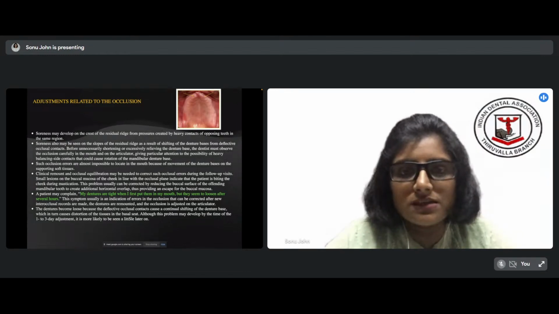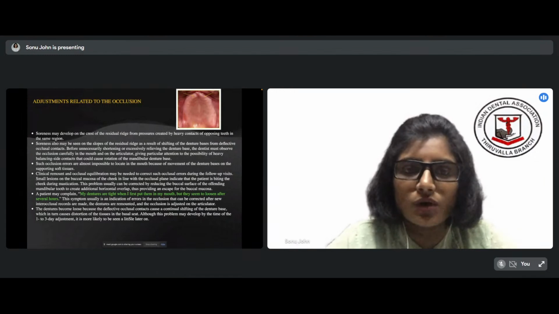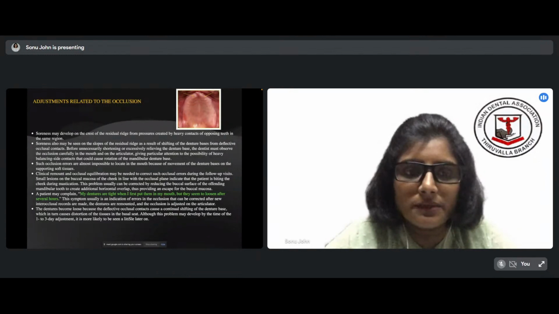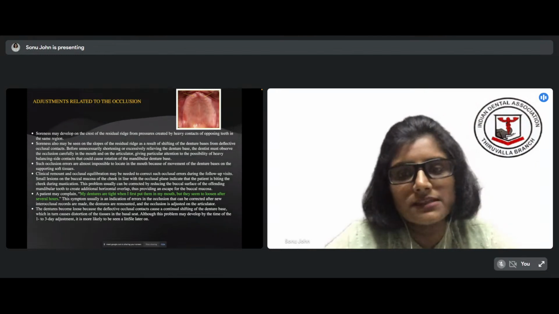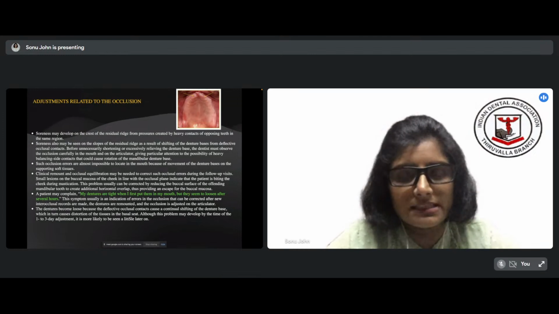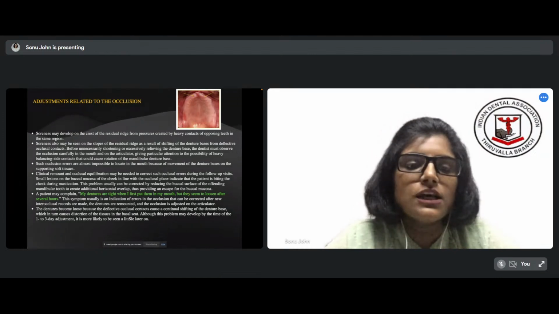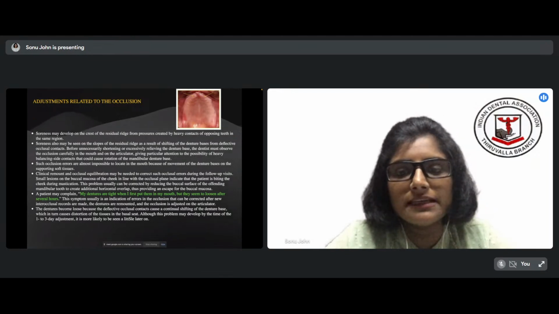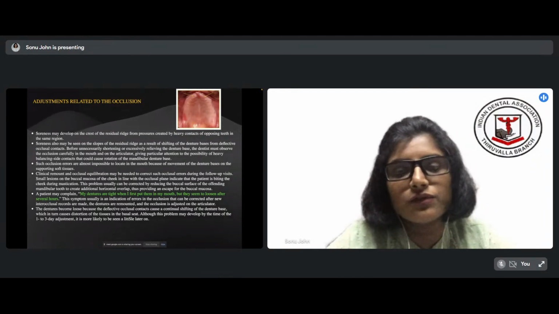So, whenever you see a sore spot on the crest of the ridge or on the slopes of the ridge, please make sure that you attend to the premature contact. Such occlusal errors are almost impossible to locate in the mouth because of the movement of the denture bases in the supporting soft tissue areas. So a clinical remount and occlusal equilibration may be needed to correct such occlusal errors during follow-up visits.